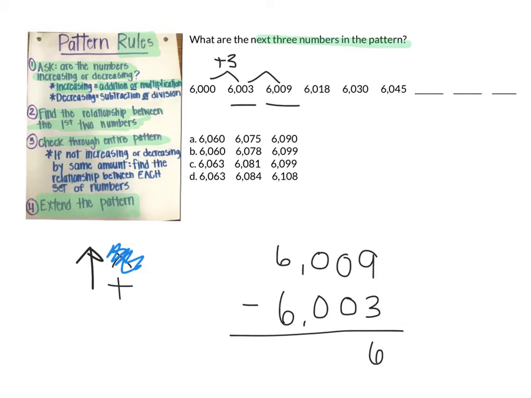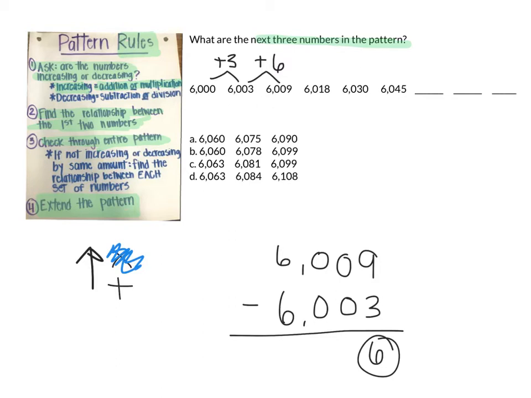0 minus 0 is 0. 0 minus 0 is 0. And 6 minus 6 is 0. So the difference between these two numbers is 6. So if you don't want to use mental math, you can just find the difference. 6,003 plus 6 is 6,009. Okay, back to our pattern.